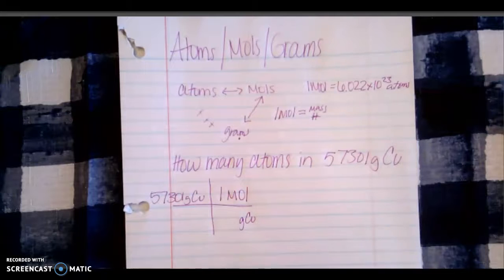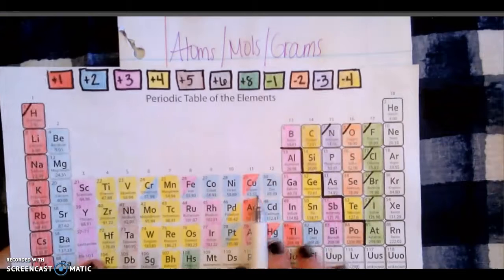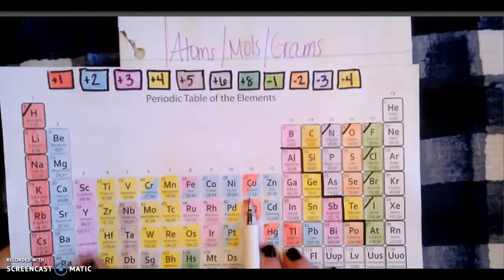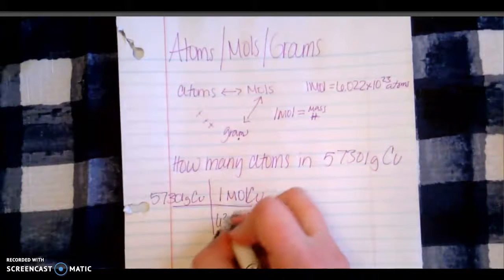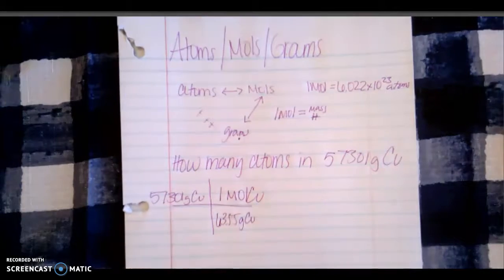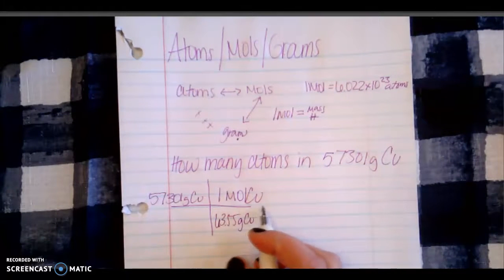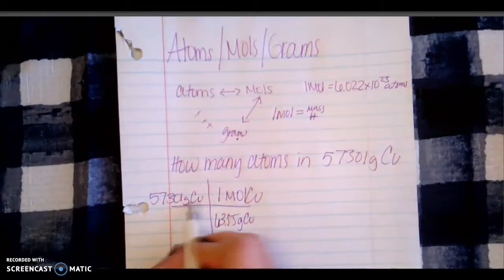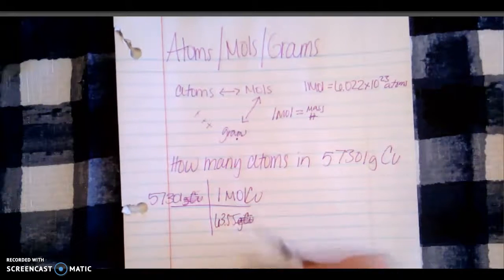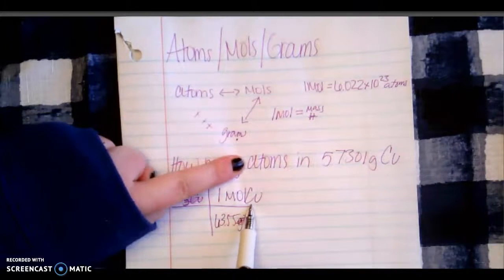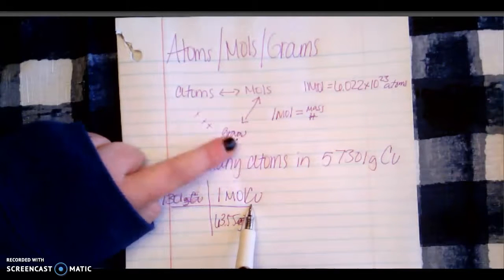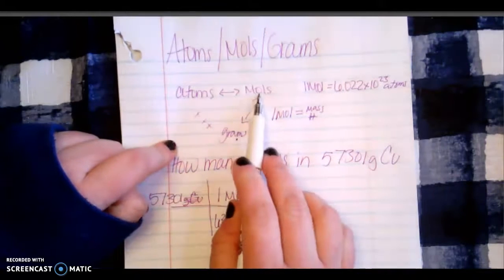If I look at my periodic table, I know that 1 mole of copper weighs 63.55 grams. Whenever I hit equals on my calculator, if this is all that I plug in, this grams is going to cancel, and I'm left with moles of copper. But I'm not looking for moles, I'm looking for atoms. I do know how to go from moles to atoms.